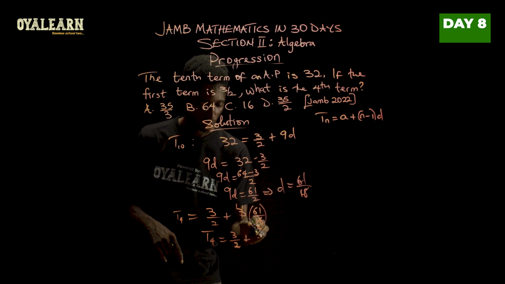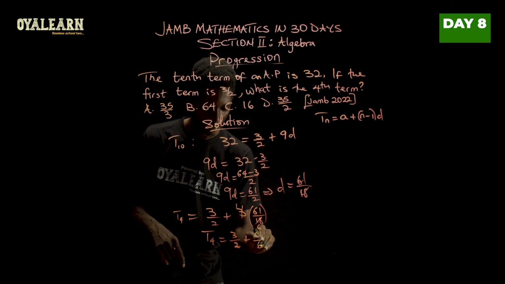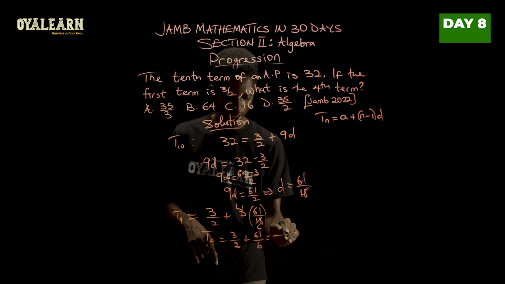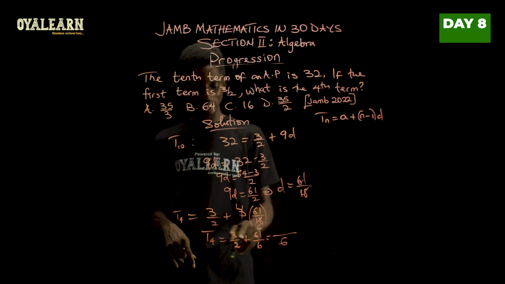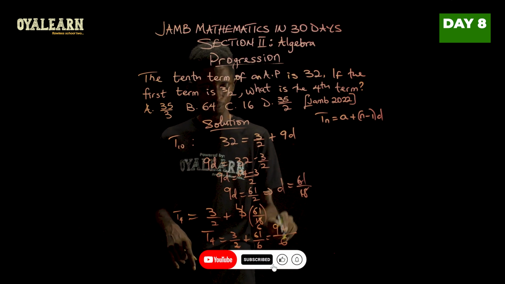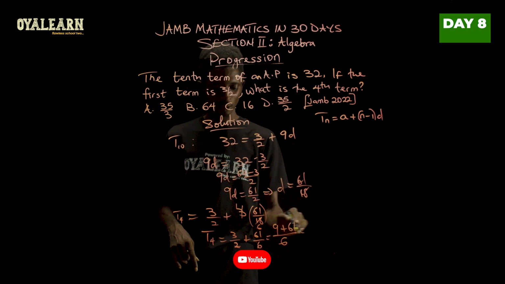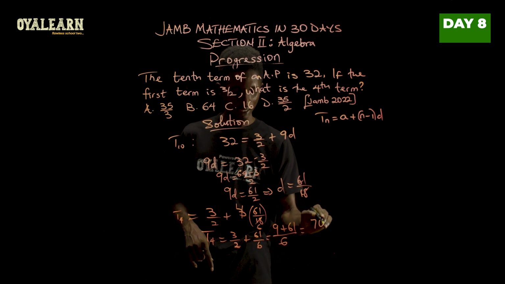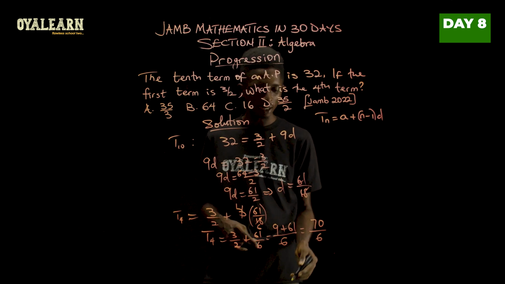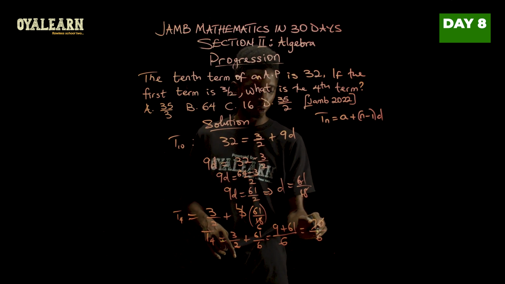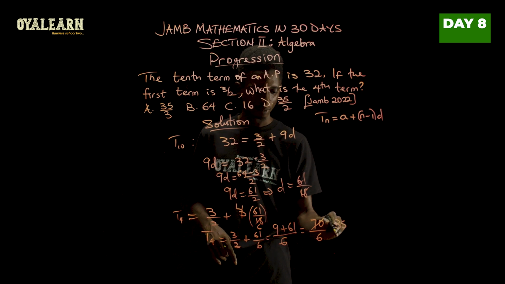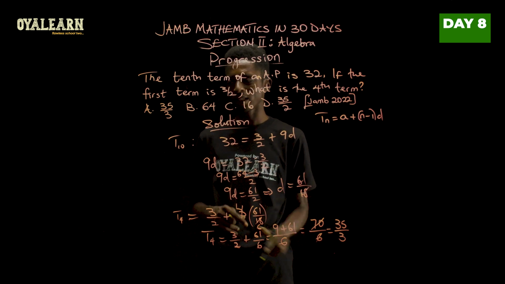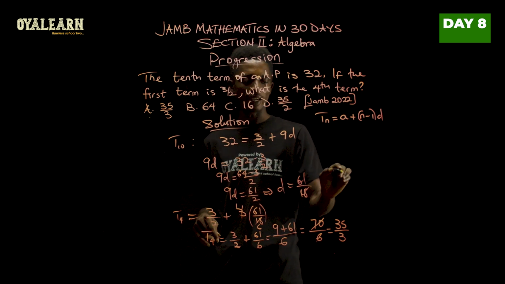plus 61 over 6. Now taking LCM as 6, 2 here 3, 3 times 3 is 9. So 9 plus 61. 61 plus 9 would give us 70. 70 over 6. Now we can still break this further because 2 goes in both. Now 2 goes here 35 times over 2 here 3. So we have 35 over 3. So the correct option is A.